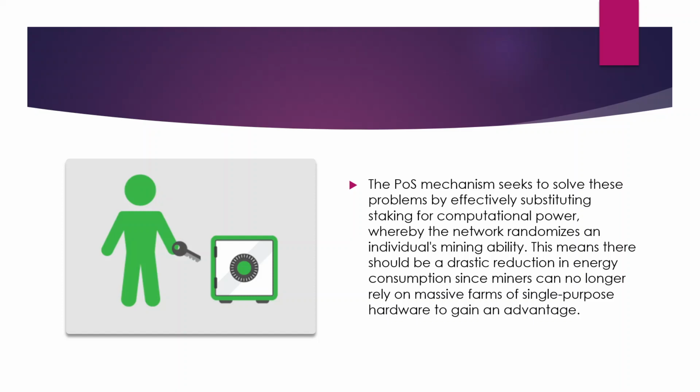This means there should be a drastic reduction in energy consumption since miners can no longer rely on massive farms of single-purpose hardware to gain an advantage. Bitcoin miners earn Bitcoin by verifying transactions and blocks. However, they pay their operating expenses like electricity and rent with fiat currency. So, what's really happening is that miners exchange energy for cryptocurrency, which causes proof of work mining to use as much energy as some small countries.